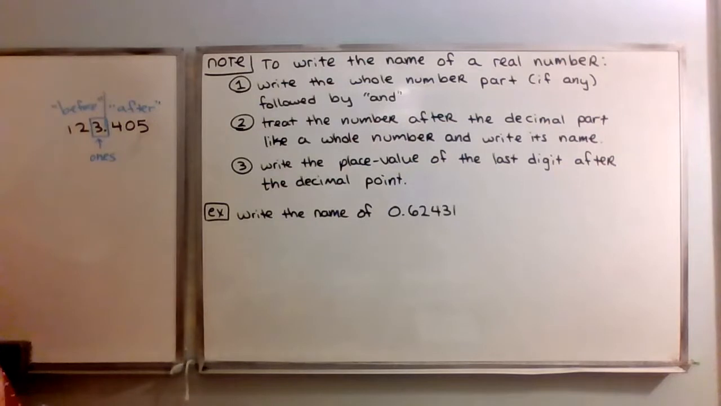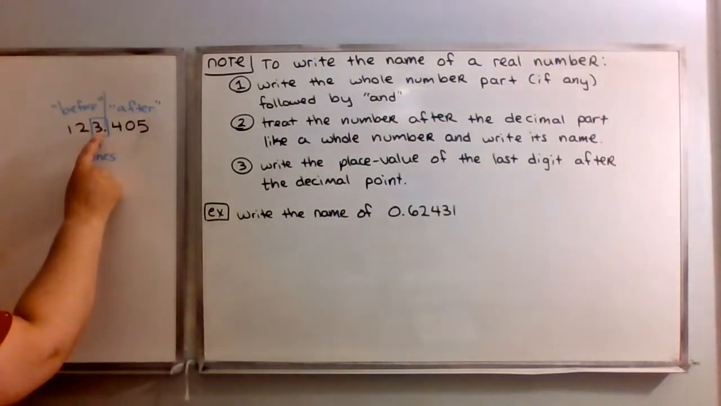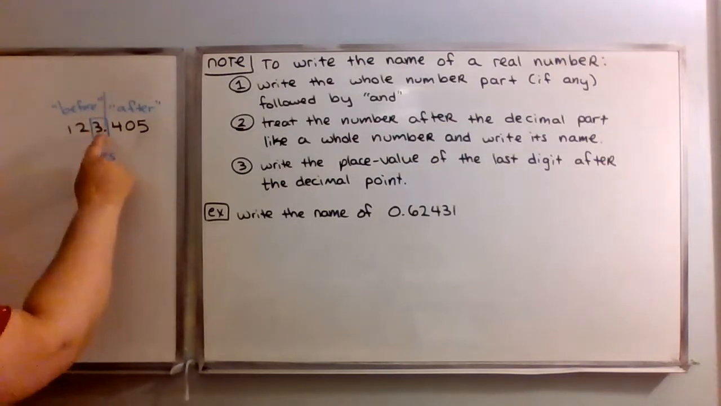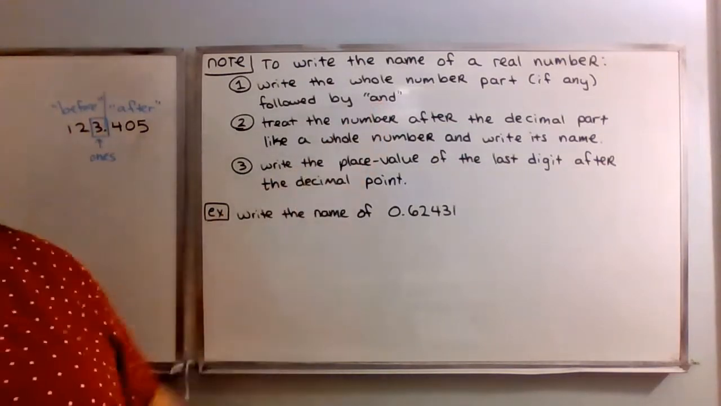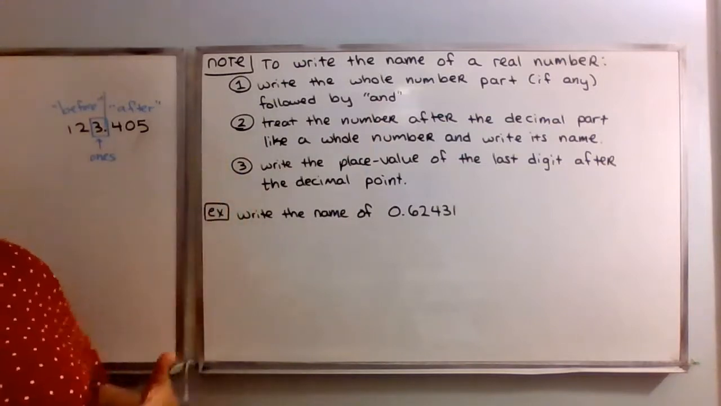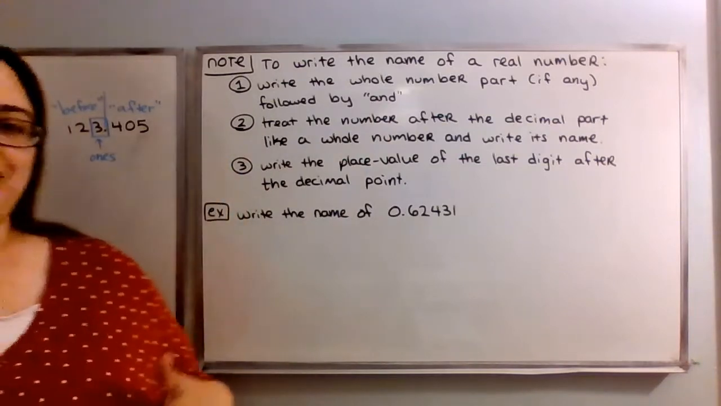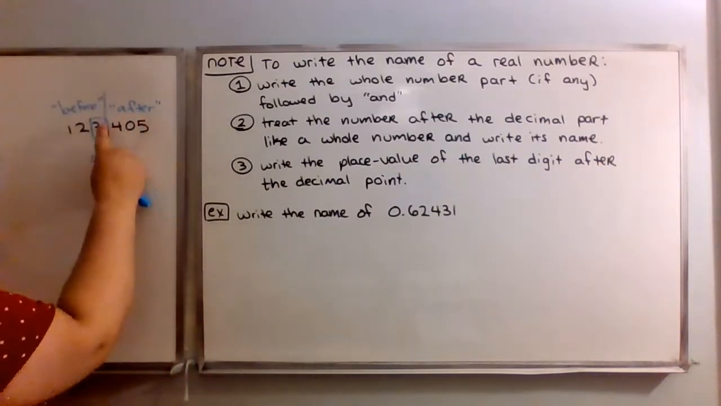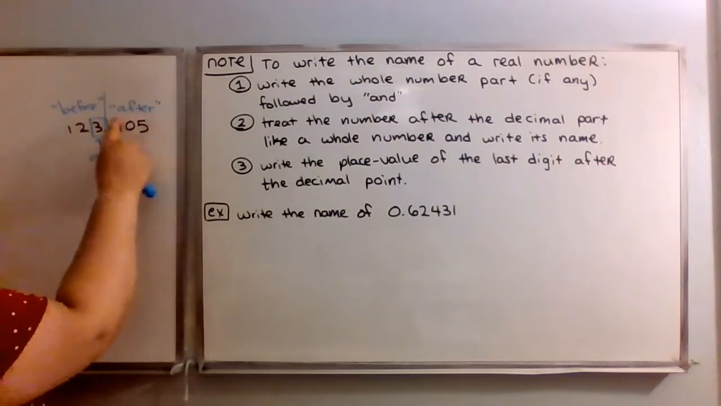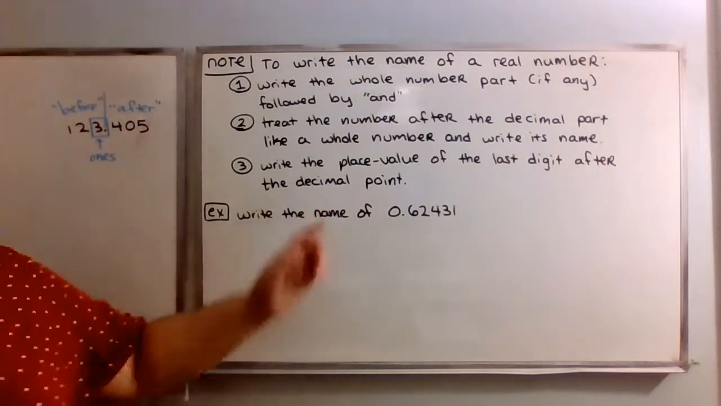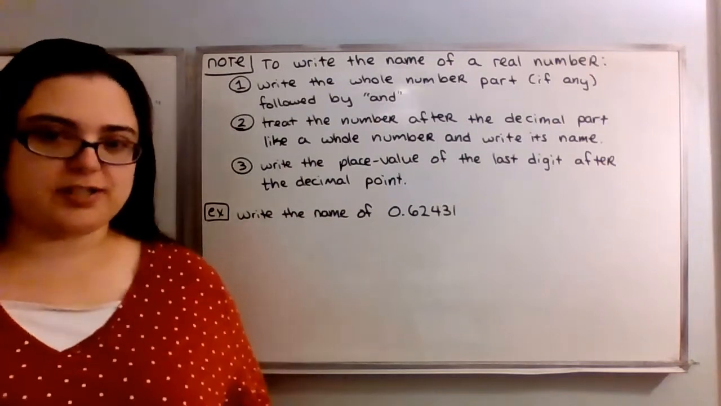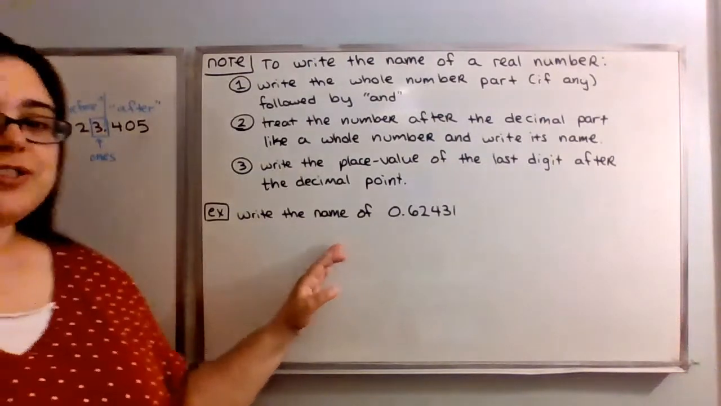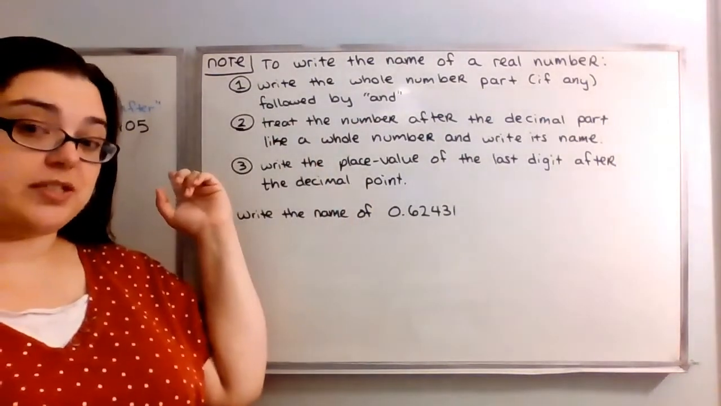The whole number part is anything that's to the left of the decimal point. Here that would be this 123. And for the decimal point, we'll use the word and. Then we're going to treat the number that's after the decimal point like it's a whole number and write down its name. Then we'll write the place value of the last digit after the decimal point. To work through this, let's do this example first, and then we'll come back here and write the name of this decimal as well.